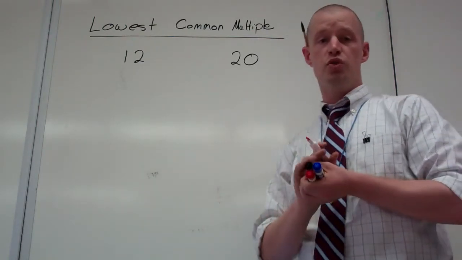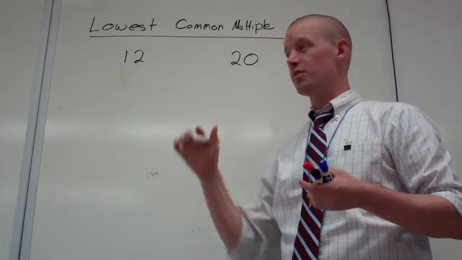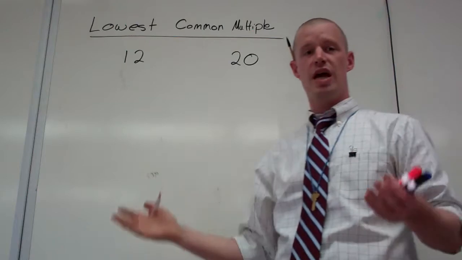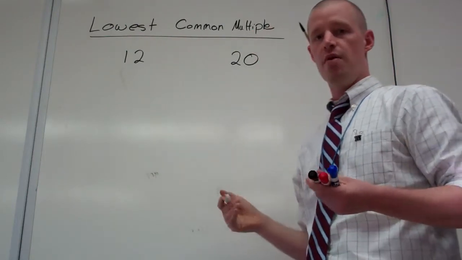To do this, I'm going to do one of two ways. First way is just brute force. I'm just going to plow through this as hard as I can, list all the multiples for all these, and the first one they have in common, boom, there's my lowest common multiple.